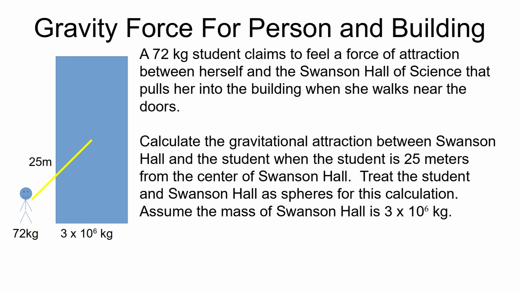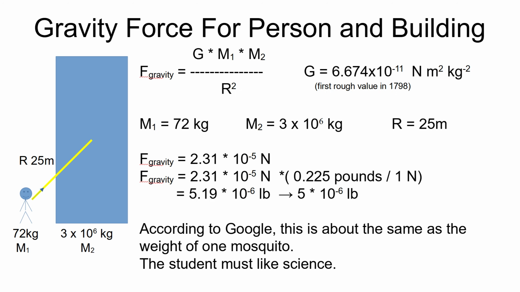We're going to assume the student has a mass of 72 kilograms and that the student is 25 meters away from the center of the building. The law of gravitation deals with spheres, one sphere attracting another sphere. So we're going to approximate here and just go to the center of the building, the center of the person, and the mass of Swanson Hall we're going to estimate 3 times 10 to the 6 kilograms. So that'll be our setup for data. We've made a little sketch of the situation. Let's go ahead and go into the calculation.